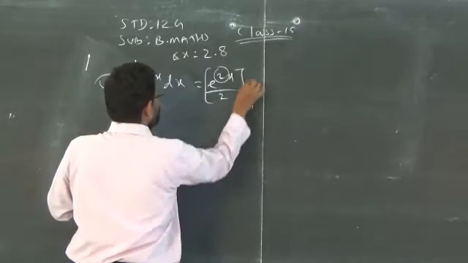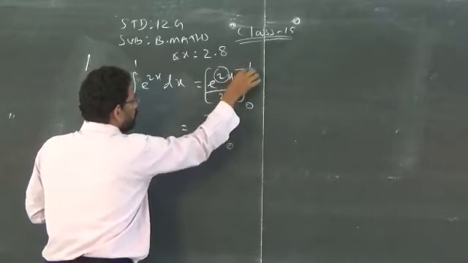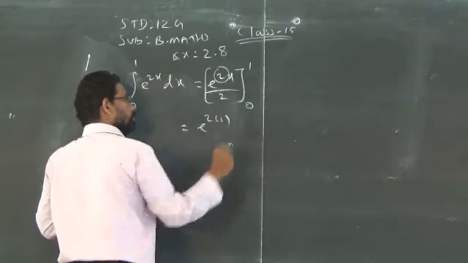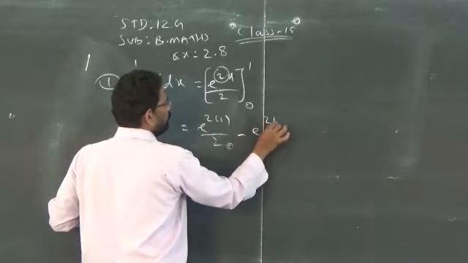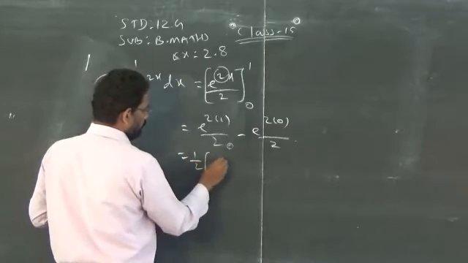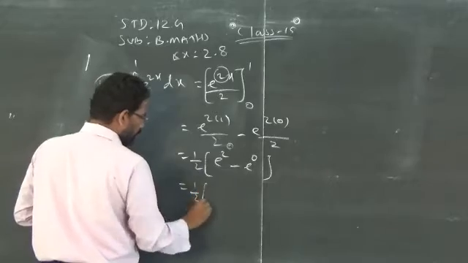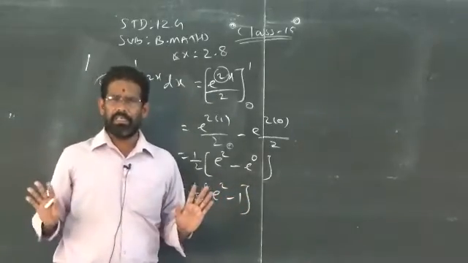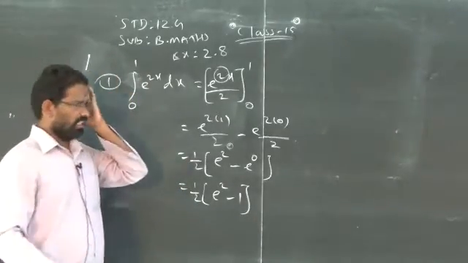You have to write 0 to 1, then e power 2x by 2. Replace upper, this is called upper limit, this is lower limit: e power 2 of 1 by 2 minus e power 2 of 0 by 2. 1 by 2 is common. E power 2 minus e power 0, as you know already anything power 0 is always 1. That is all the answer. Simple integration. Just integrate as it is by using those conditions what I taught already.